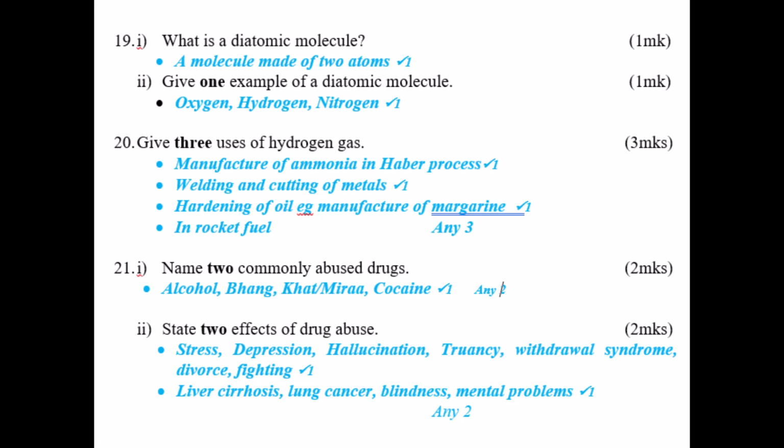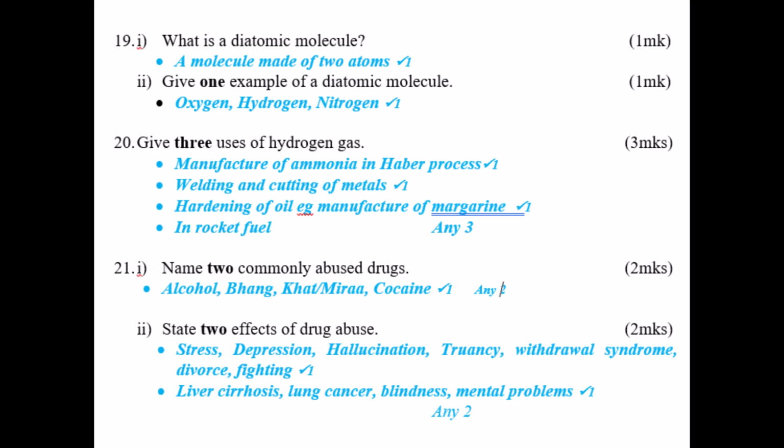Question number 20. Three uses of hydrogen, as they are listed in Book 1 again. Manufacture of ammonia in a process we call Haber process, in welding and cutting of metals. So hydrogen can also be used to make the welding flame. It can be used in hardening of oil, that is hydrogenation, a process that can lead to formation of margarine. Then it can also be used in rocket fuel, among other uses.